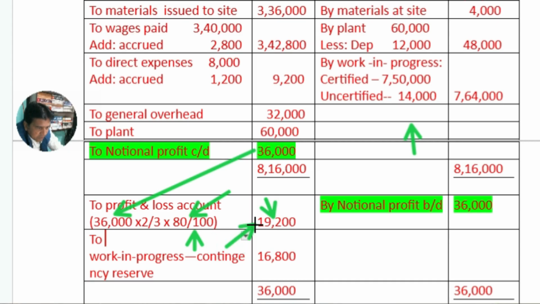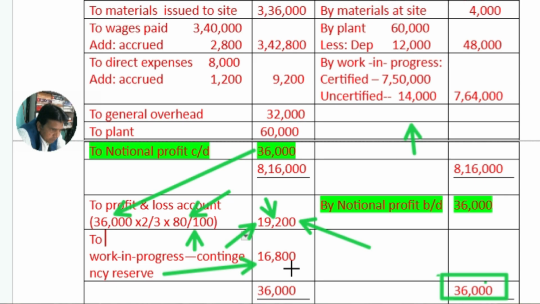This amount shall be considered as the profit made by this contract in this year as per the contract costing rules. From this 36,000, the amount transferred to profit and loss account is 19,200, and the balance 16,800 is transferred to work in progress contingency reserve account. Okay viewers, so these are the rules to be followed for computing the profit from an incomplete contract.